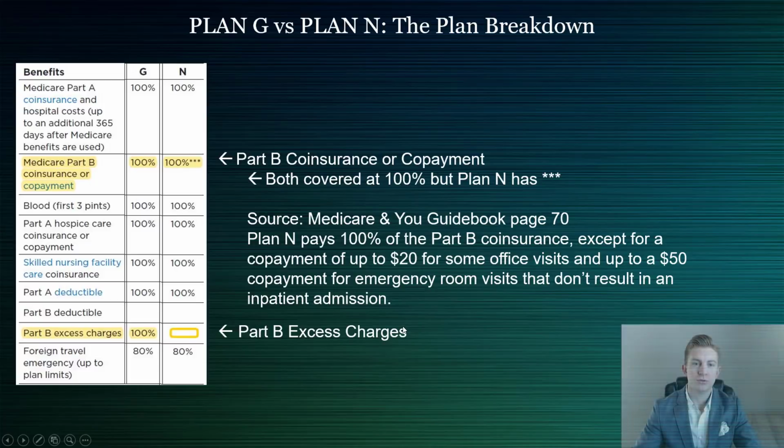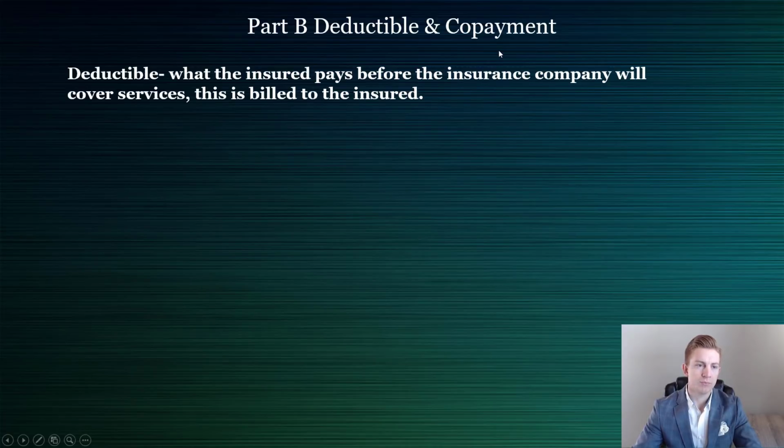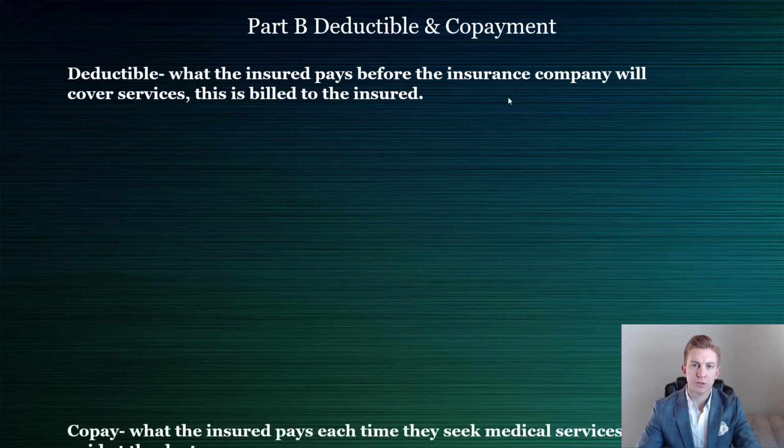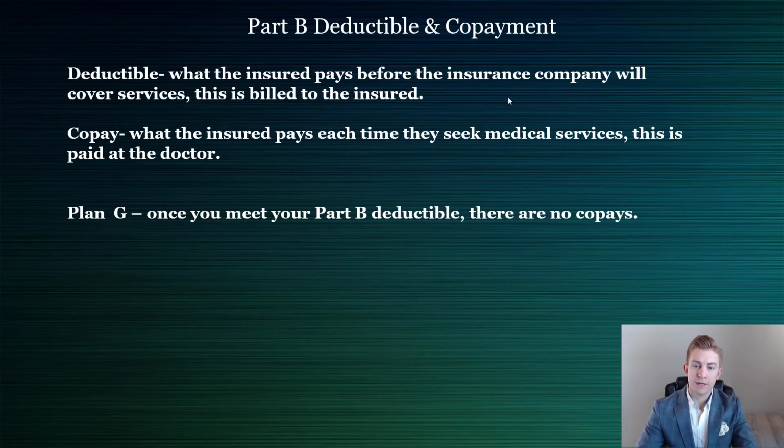So let's take a deep dive into the Part B deductible and copayment and see how that works with the side-by-side view. So the deductible is what the insured pays before the insurance company will cover services. This is always billed to the insured after the visit, normally a week or 2 weeks after the visit. A copay is what the insured actually pays at the time of the doctor visit. With Plan G, once you meet your Part B deductible, there are no copays to pay. You pay your deductible, which as of 2020 this year, it's $198. Once you meet that deductible, that is it. You don't pay anything after that.